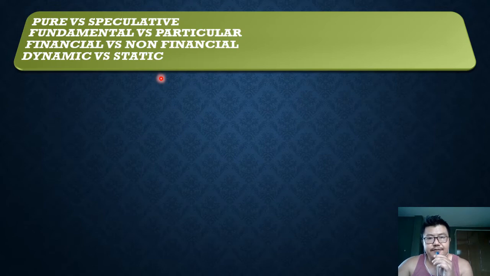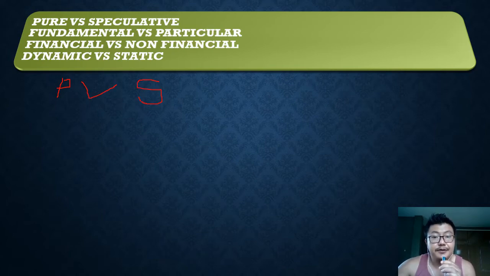Now these are the categories of insurance. The first one is pure versus speculative risk. Let me write pure versus speculative risk here. I'm really sorry, at this time I won't be able to use my graphic tab to write on the white blackboard, so I cannot write perfectly. You have to understand that, okay?